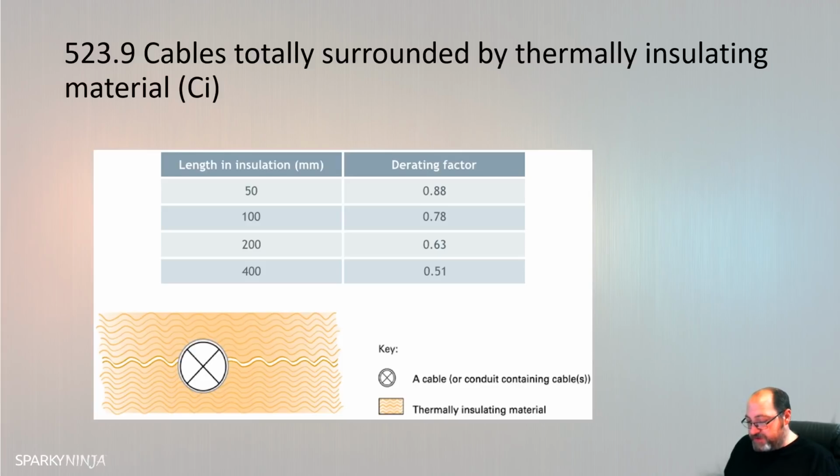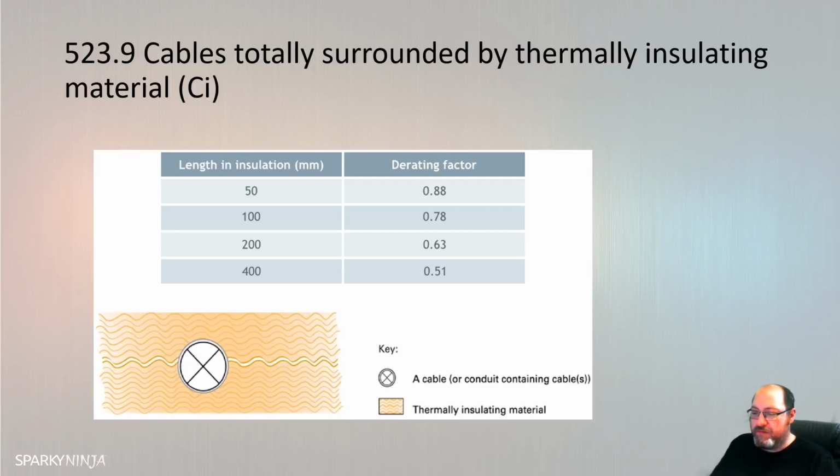Two paragraphs down. For a single cable that's likely to be totally surrounded by thermal insulation material over a length of 0.5 meter or more, then the current carrying capacity will be taken, in the absence of more precise information, as 0.5 times the current carrying capacity for the cable clipped to a surface. So it's half of the highest reference method. Okay?